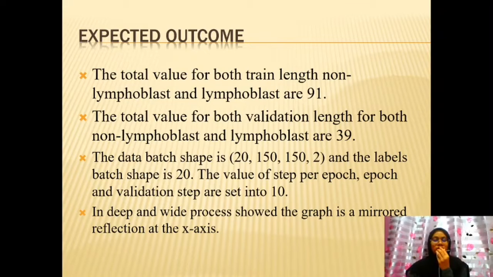My name is Nurul Ashiki binti Muhammad, and my matrix number is AE170061. So next I will be explaining about the expected outcome from this project. First of all, the total value for both train length of non-lymphoblast and lymphoblast are both 91. Meanwhile, the total value for validation for both non-lymphoblasts and lymphoblasts are 39, and the data batch shape is 20, 150, 150 and 2. Meanwhile, the label batch shape is 20.